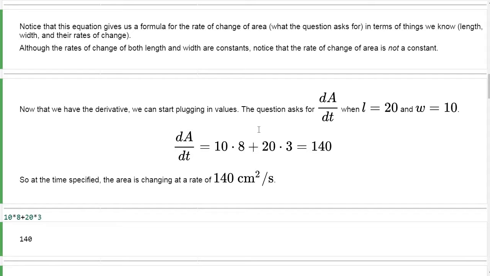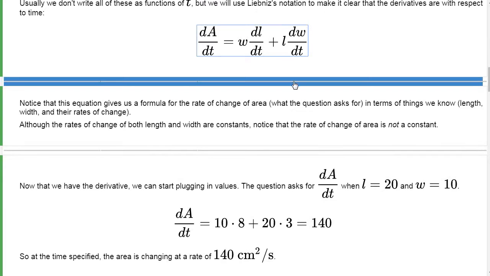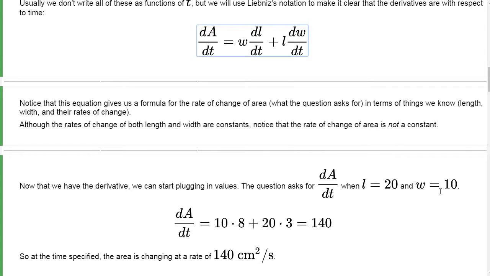Okay, so let's start plugging in values. Take L is 20 and put it in this formula. Right, there's L is 20. W is 10, so it goes in right there. The derivative of L is 8, so there's 8 right there. The derivative of W is 3, so there's 3 right there. Just put in the numbers and now calculate.